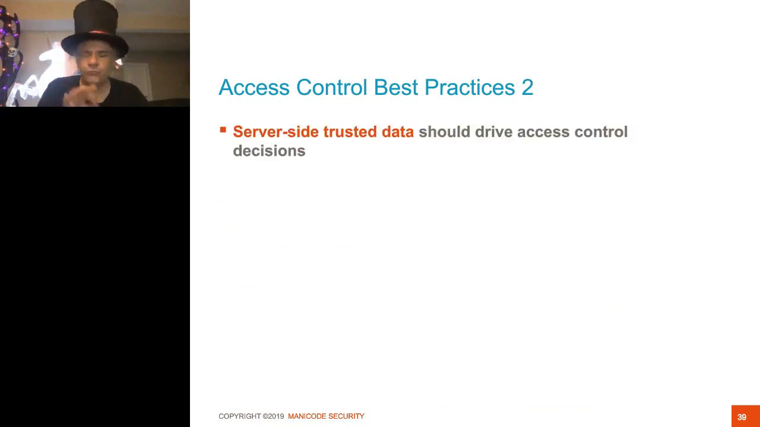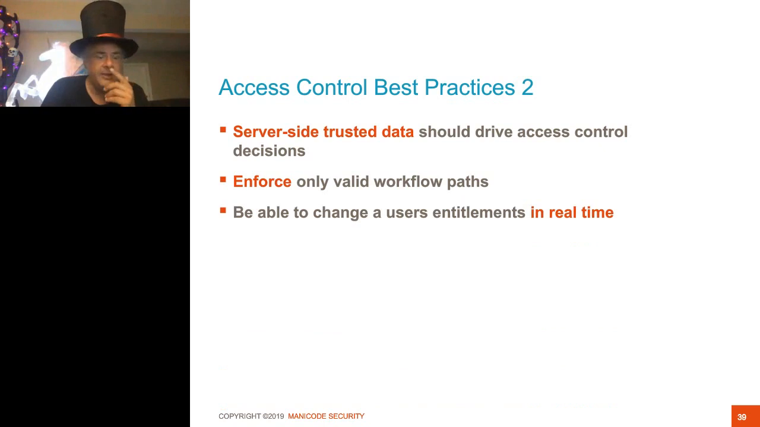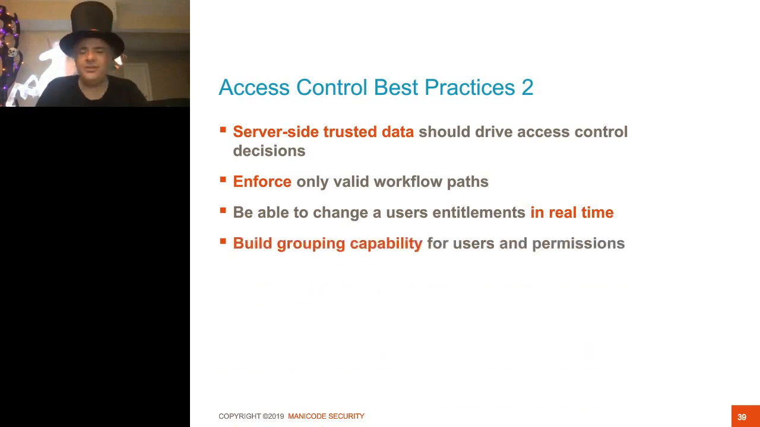Make sure the right server-side data drives access control decisions. Enforce valid workflow paths and be careful of step skipping type attacks, which are really common in e-commerce. Be able to change a user's granting of permissions, granting user entitlements. Make sure if you change those rules as an admin, they take place right away. And make sure you have proper grouping so configuration is going to work out.